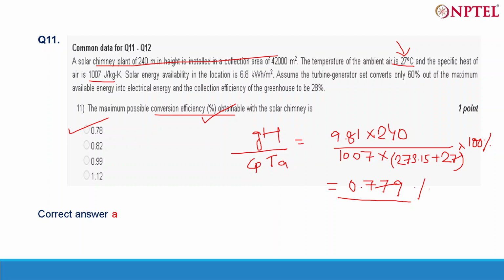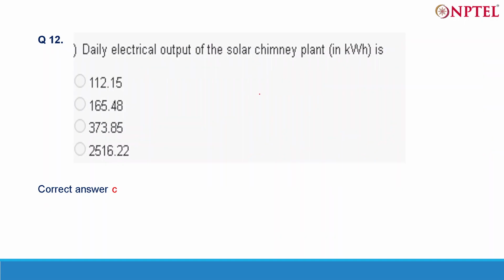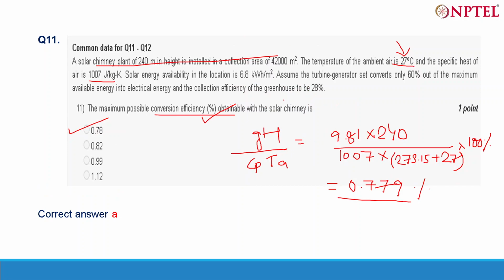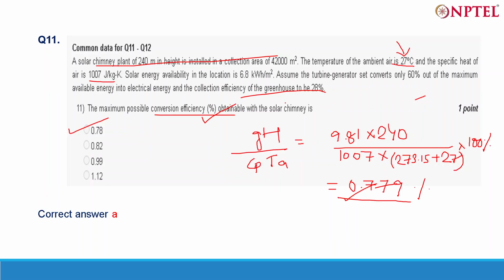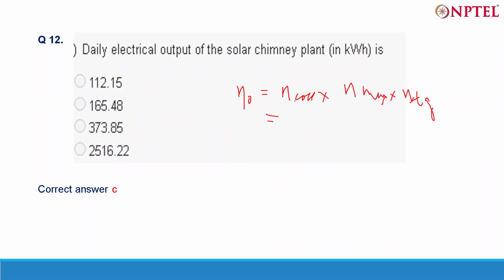Okay, and the next question is the daily electrical output from the chimney. So we just calculate the overall efficiency, the collector efficiency will be there. Okay, collector efficiency. Then you multiply it with the maximum efficiency, that is calculated here. Then you have the turbine generator efficiency, not transmission efficiency. So collector efficiency is 28%, 0.28 into 0.0078 into 0.6. So multiply these three, this will be around 0.0013. Okay. So overall efficiency, 1.3%.